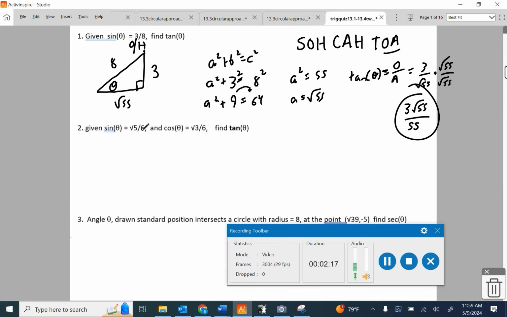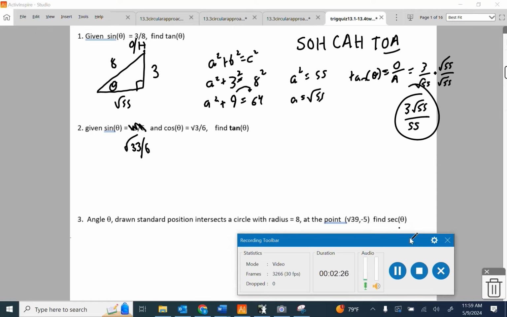I changed this one to be root 33 over 6. The numbers didn't work when you did a squared plus b squared equals c squared. So it had to be thrown out.